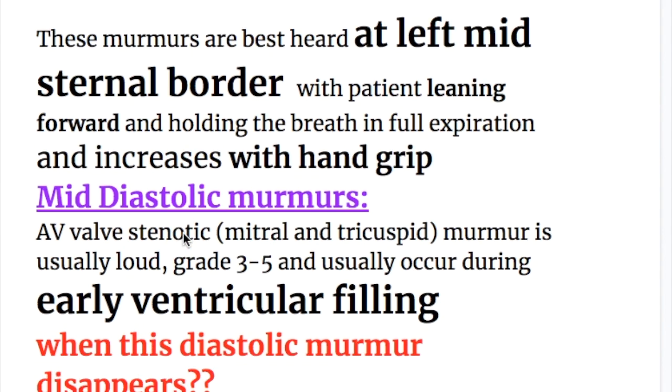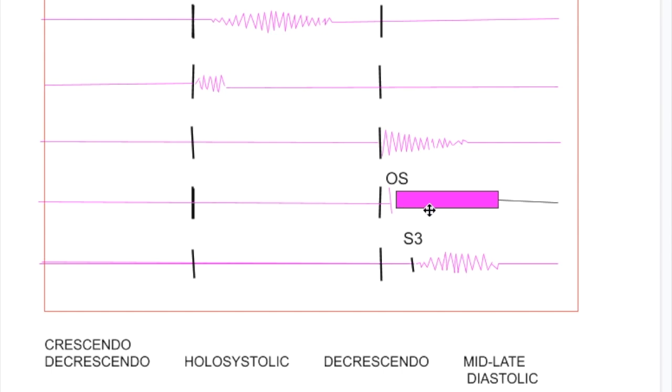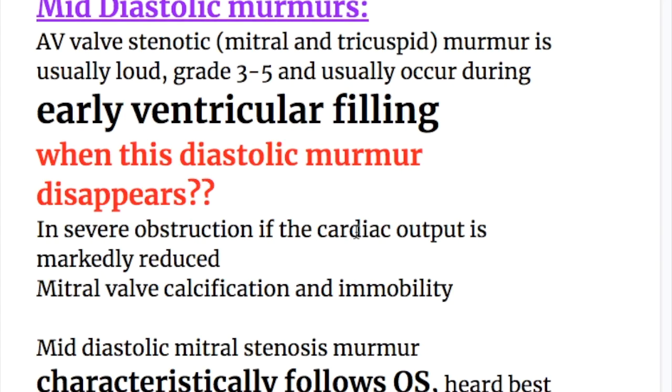Next is the mid-diastolic murmur. The mid-diastolic murmur comes with the opening snap, after the second heart sound. Mid-diastolic murmur, mid to late diastolic. AV valve stenotic murmurs, mitral and tricuspid stenotic murmur, are usually loud, mid-diastolic, grade 3 to 5, and usually occur during early ventricular filling. This diastolic murmur disappears in severe obstruction, if cardiac output is markedly reduced, and number 2, with mitral valve calcification and immobility, where the opening snap disappears.